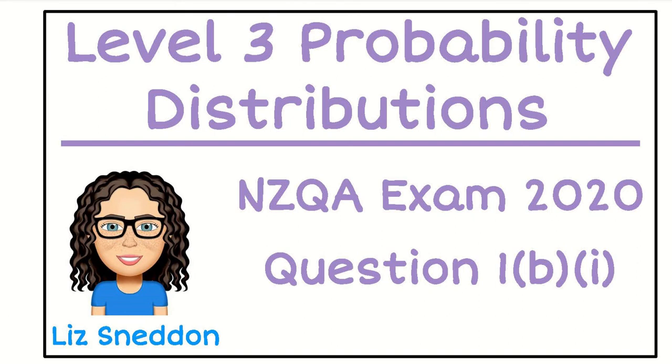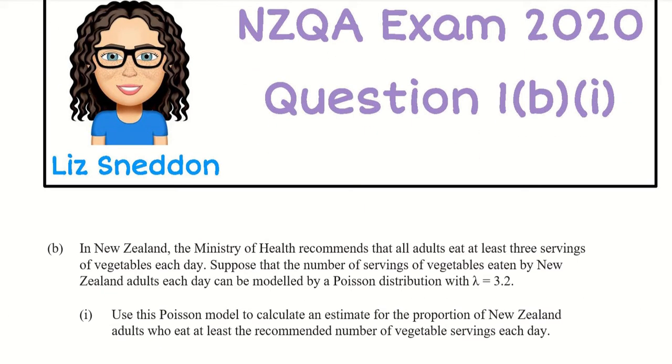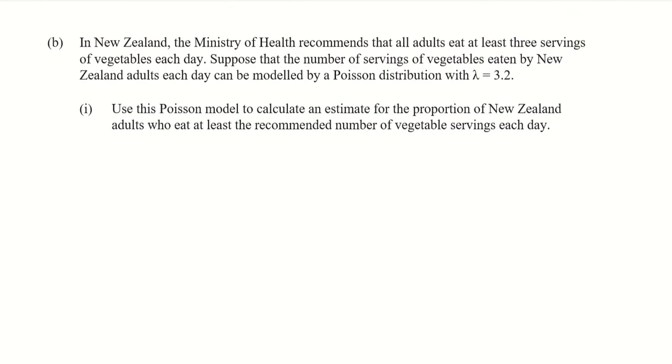Let's have a look at question 1b, part 1. So, Ministry of Health recommends that adults eat at least 3 servings of vegetables a day, and we're told the number of servings that adults have each day can be modelled by a Poisson distribution with a lambda of 3.2.